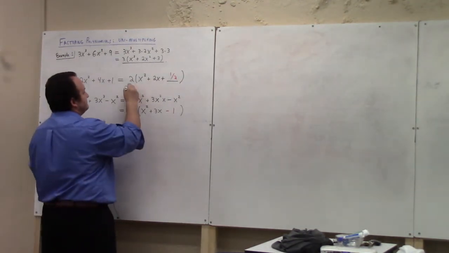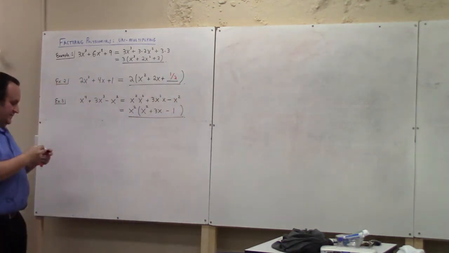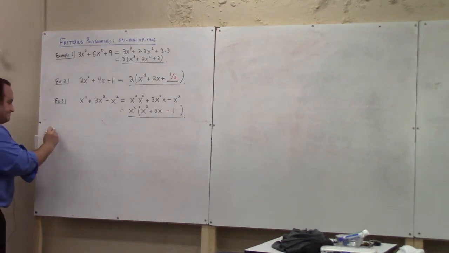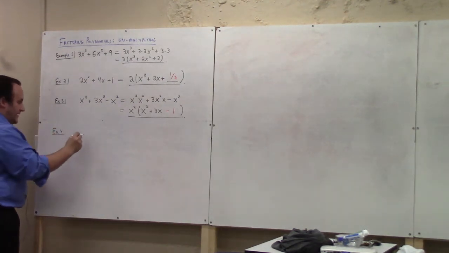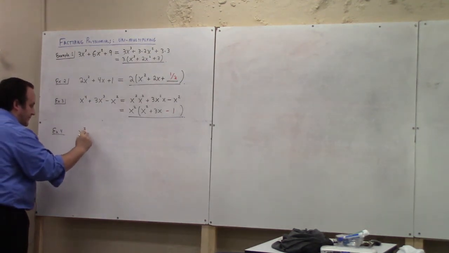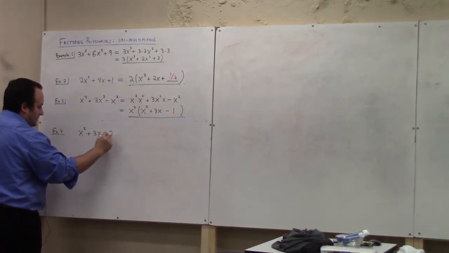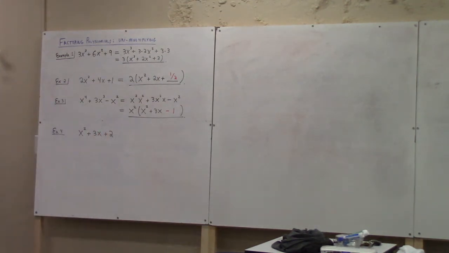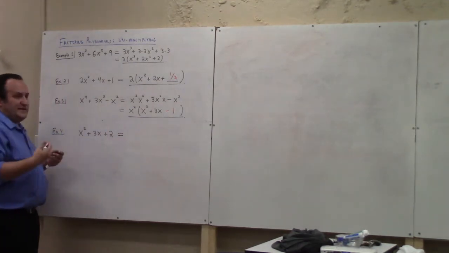So there's that. End of story. Example 4. What if we had x squared plus 3x plus 2? Now this time I'm not going to try to pull a number out. I'm going to actually try to factor this into a product of what are called linear polynomials. So what is a linear polynomial?